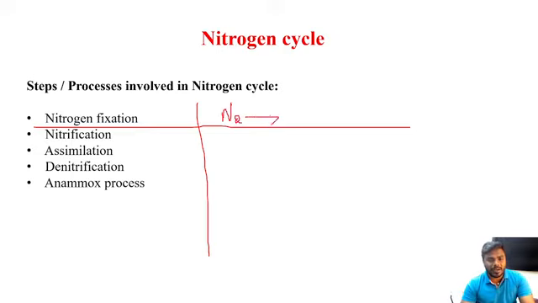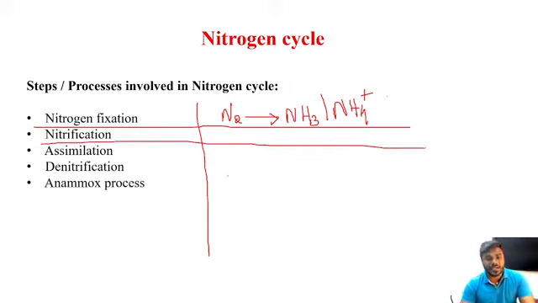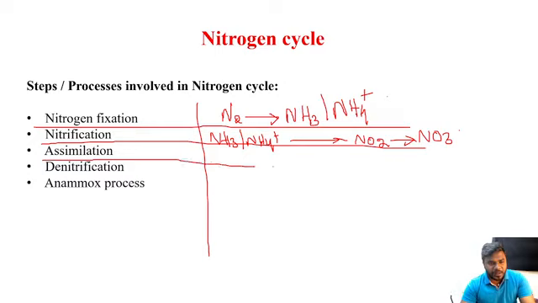I told you very clearly, right? Where N2 is converted into what, friends? NH3 or NH4 plus. This is exactly what I call nitrogen fixation. And my friends, how can I define nitrification? I have clearly told you, NH3 or NH4 plus I am converting into NO2 first, then NO2 I am converting into NO3. This entire process we call nitrification only. Then what is the next step? Assimilation.